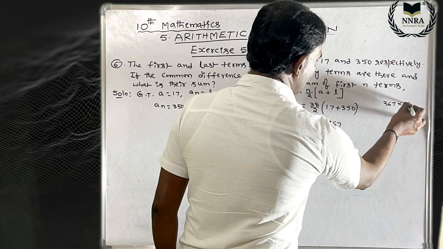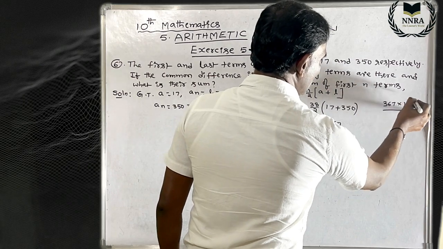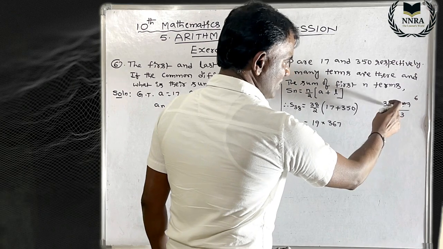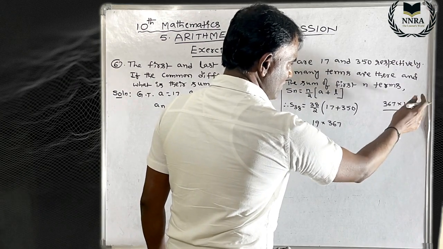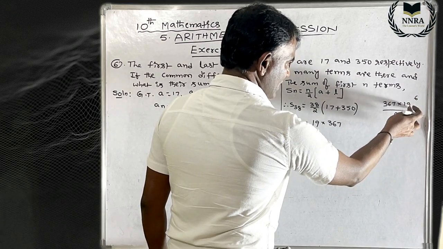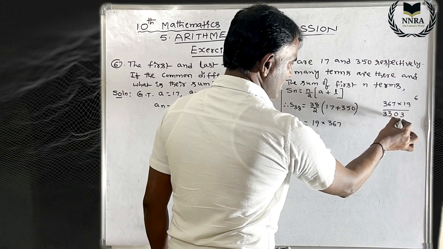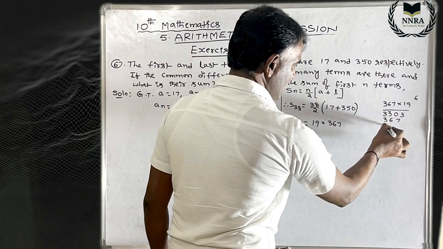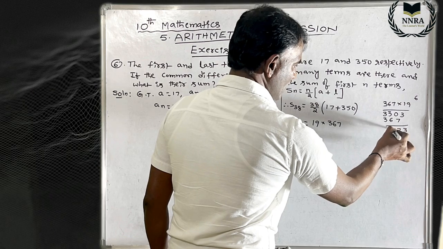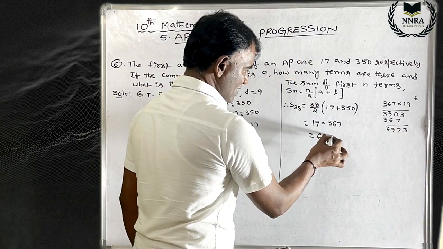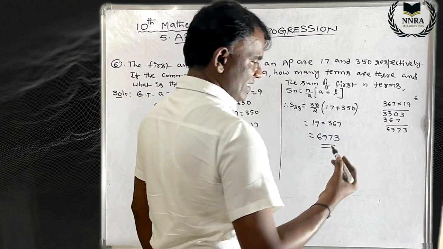Now 367 into 19. So 9 7 is 63 here. 9 into 6 56 plus 4 60. 9 3 is 27, 33. It is 7, it is 6, it is 3. So 3, 7, 9, how much? 6. Then 6973 is the answer.